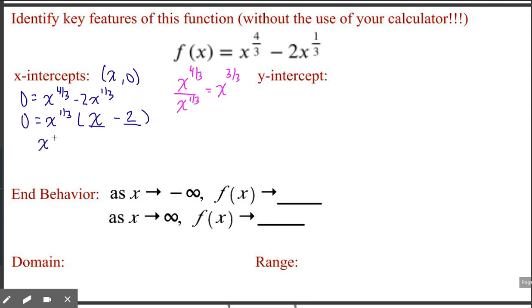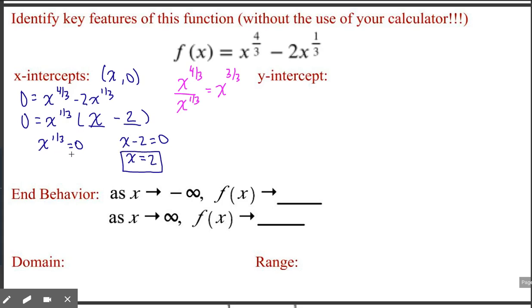Setting each factor equal to 0, I can solve for my x-intercepts. So x to the 1/3 equals 0, and x minus 2 equals 0. This equation on the right is a lot easier to deal with. Just add 2 and I get x equals 2 as an x-intercept.